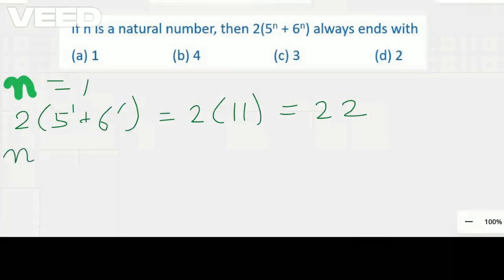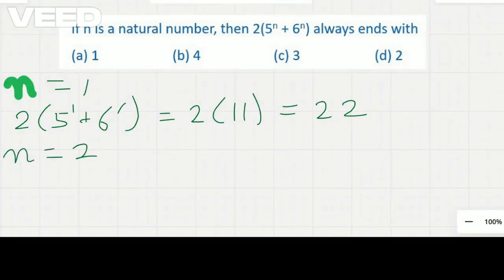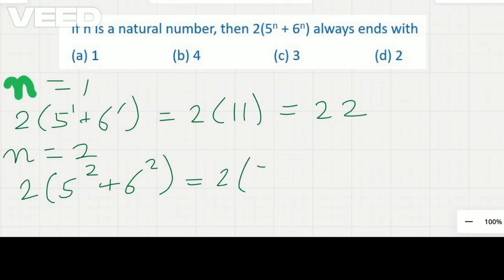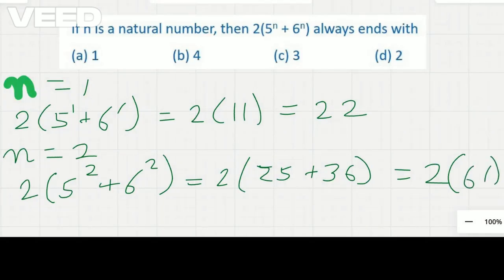Now let's put n equals 2, that is 2 bracket 5 power 2 plus 6 power 2 equals, that is 5 into 5, 25, plus 6 into 6, that is 36. And if we add this, we get 2 into 61, that is 122.